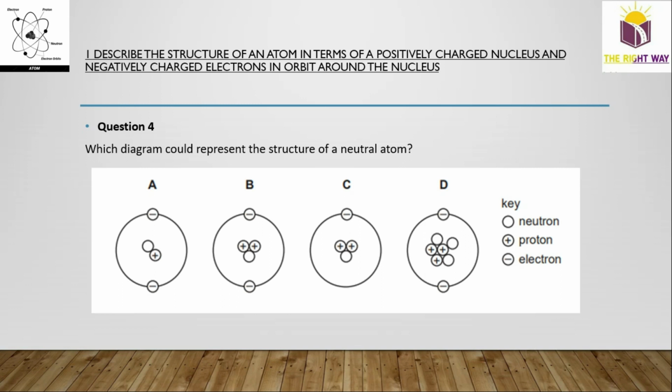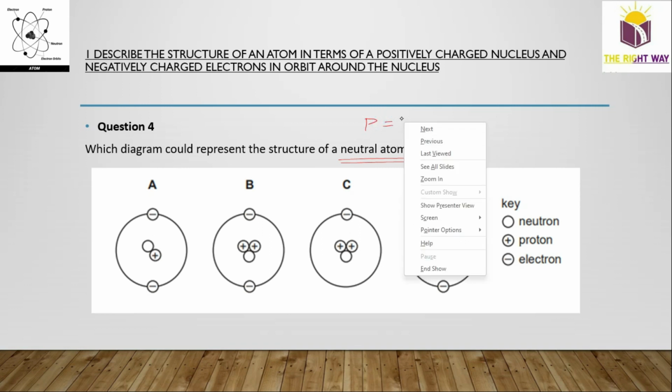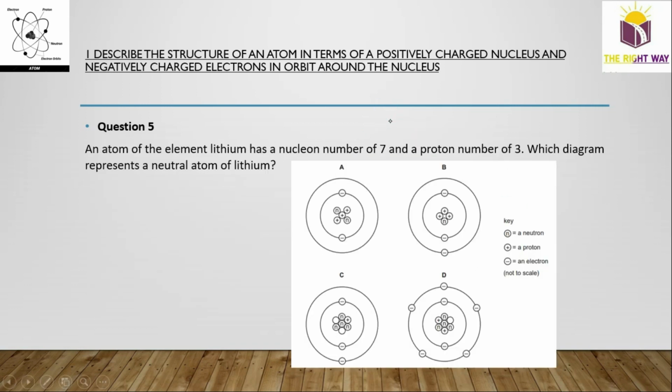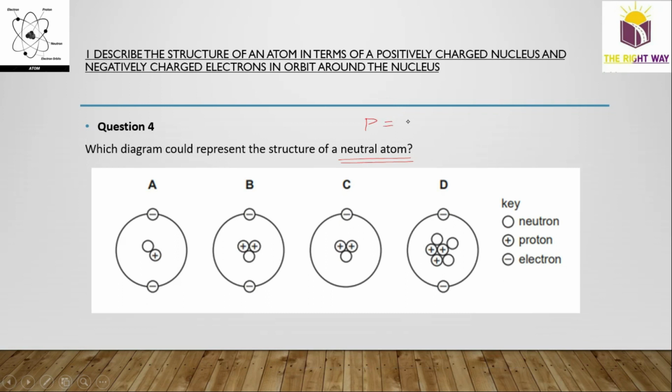Okay, question number 4. Which diagram could represent the structure of a neutral atom? Again, we are discussing the neutral atom. What is the statement about the neutral atom? It has an equal number of protons and electrons.